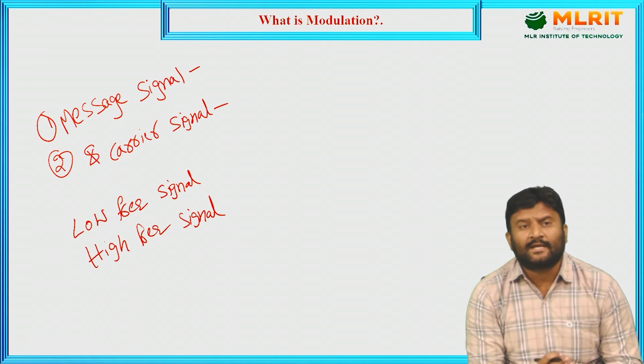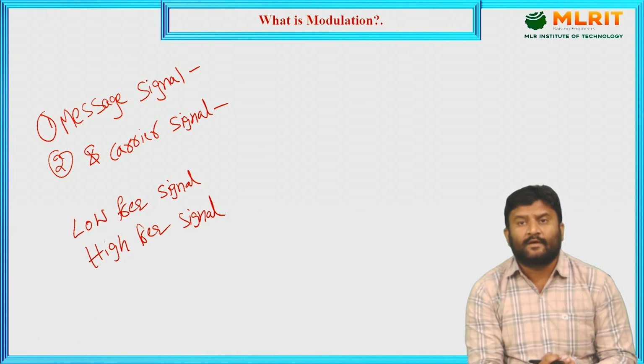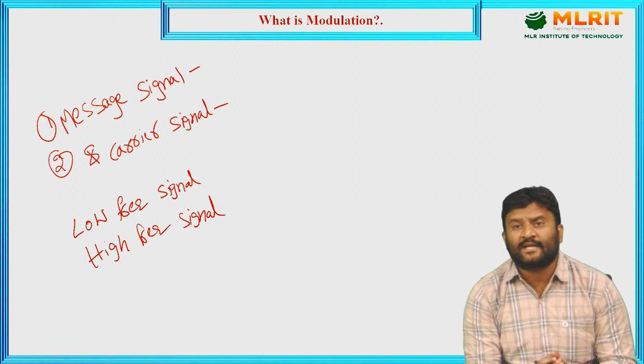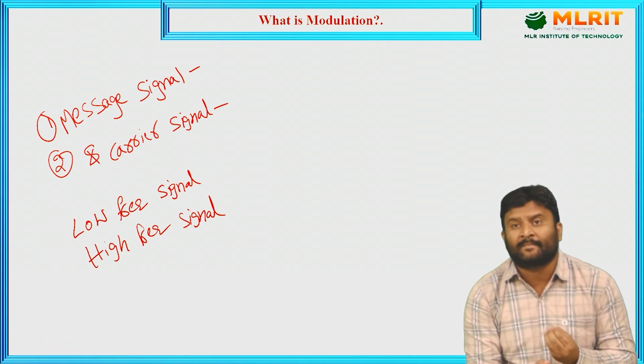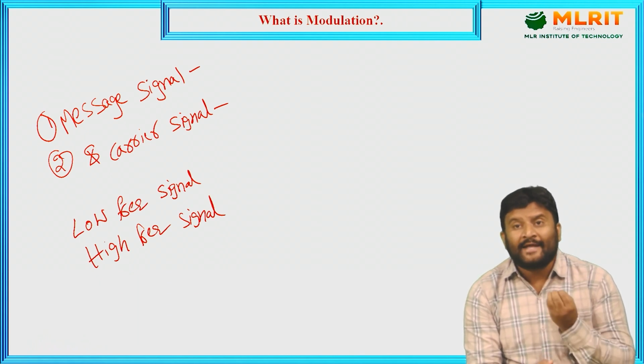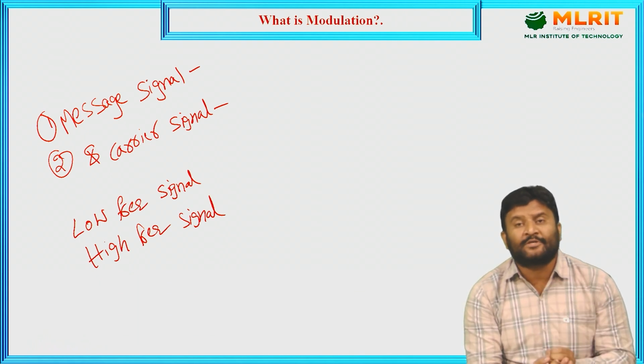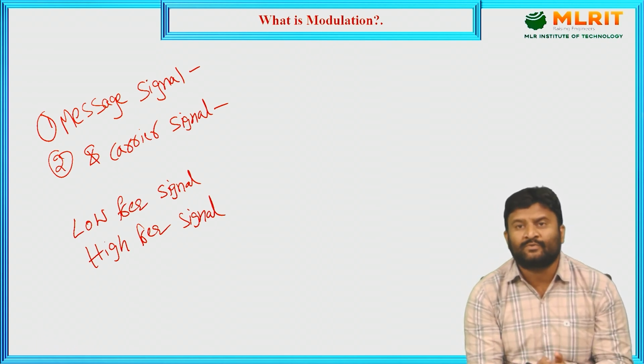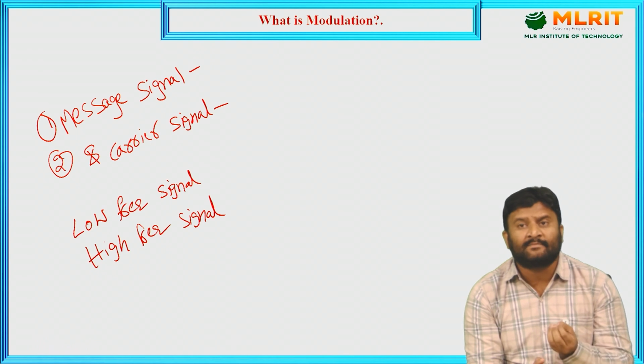Why is the low frequency signal called the message signal, and why is the carrier signal a high frequency signal? If I am talking, this is the voice signal. The frequency range of the voice signal, in terms of hertz and kilohertz, is low frequency. But this is the actual information. I need to transmit this actual information, these low frequency signals in hertz and kilohertz, over a long distance.